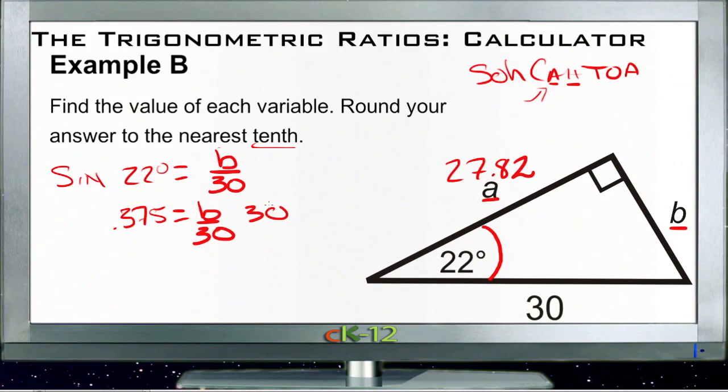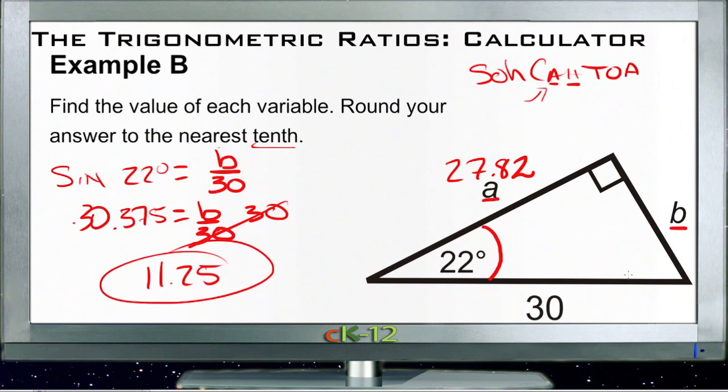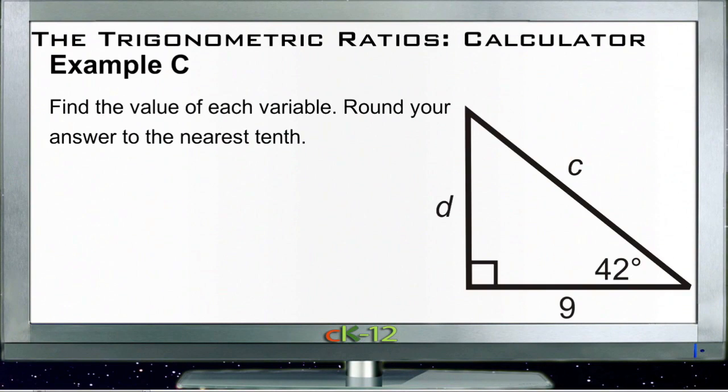So again, we'll multiply both sides by 30. And 30 times 0.375 equals 11.25, which is already rounded to the nearest tenth. So this side over here, 11.25. Cool. Example C. Find the value of each variable, round your answer to the nearest tenth, just like B.